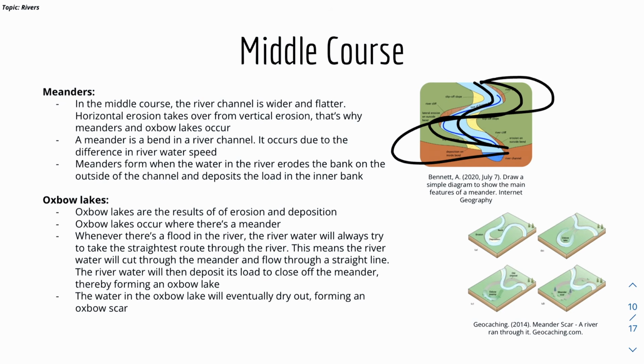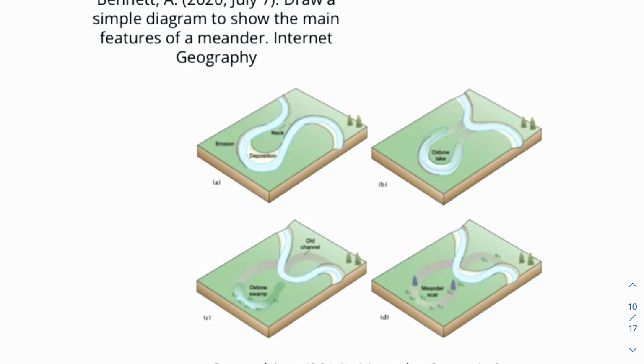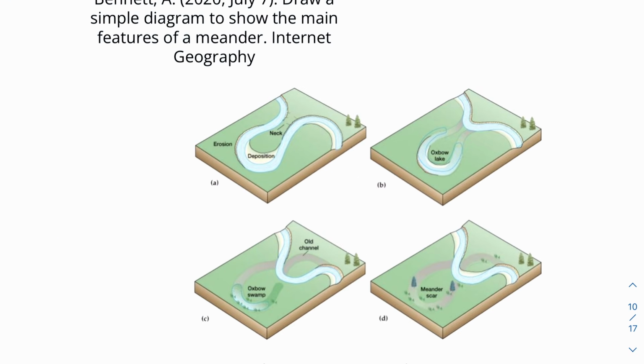And then we have oxbow lakes, and they are the result of erosion and deposition due to meanders. Whenever there's a flood in the river, water will always try to take the straightest path. So for example, we have this diagram here. We have a meander, which is basically just a meandering river channel right here. When a flood forms, because normally the river water travels in this way right here, it goes around the loop down here and back down, right?